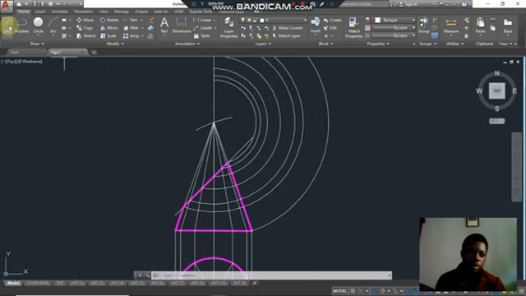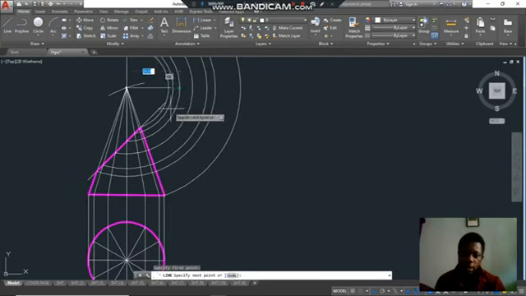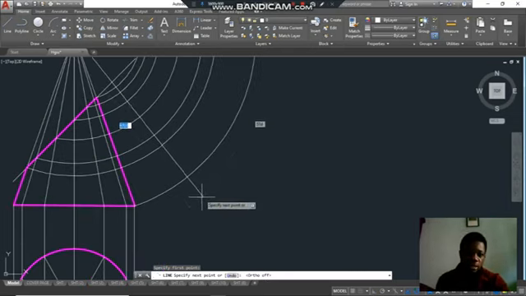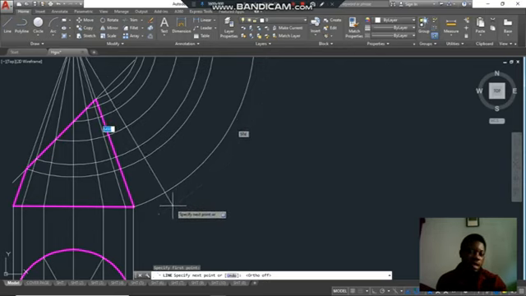Now we pick a line from the apex of this, and then draw this line at a very convenient radius away from the main object. Okay, then we have, let's say we use this point something like this.